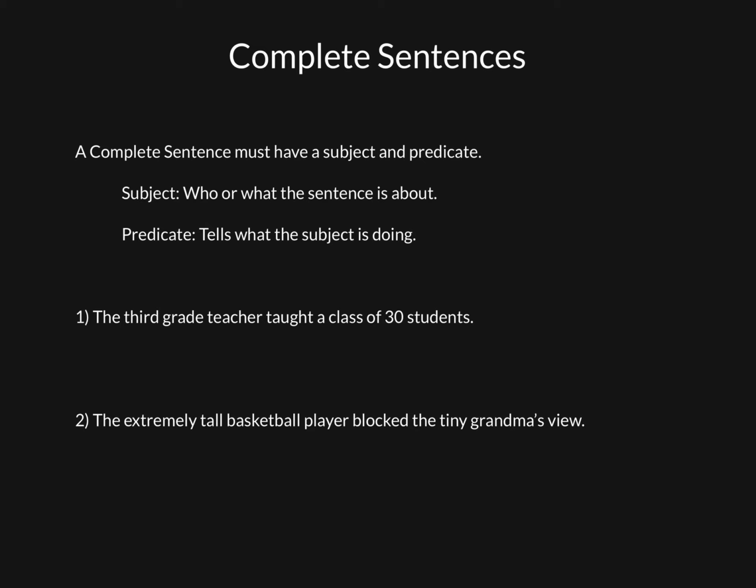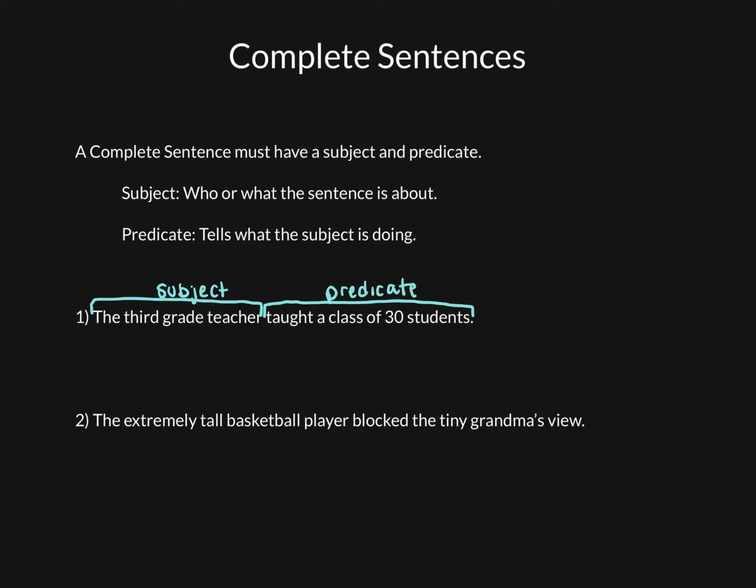So in this first sentence, we have: The third grade teacher taught a class of 30 students. Now, what is this sentence about? Well, it's about the third grade teacher. So that overall is going to be our subject. Now, what did the third grade teacher do? Well, she taught a class of 30 students. So, taught a class of 30 students is going to be our predicate.